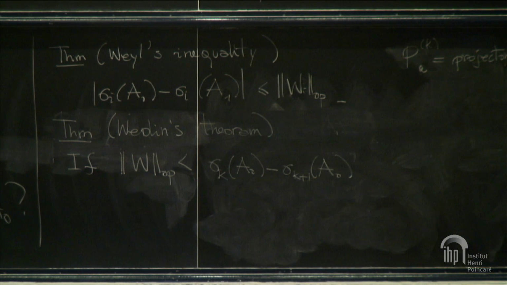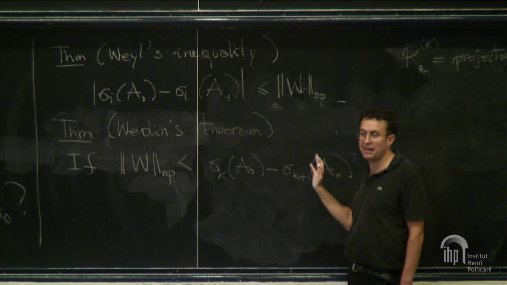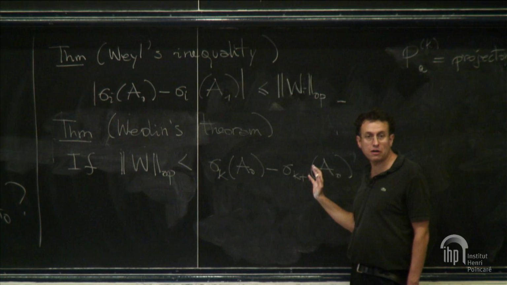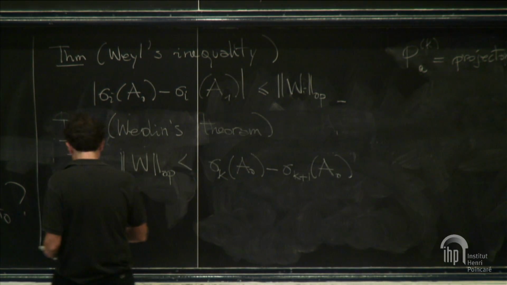Okay, so this is the crucial thing. What does it mean that a perturbation is big vis-a-vis the kth singular space? Well, it's big if it is big compared to the gap between the kth and the (k+1)th singular values. Okay, so if this is true, then the following happens.